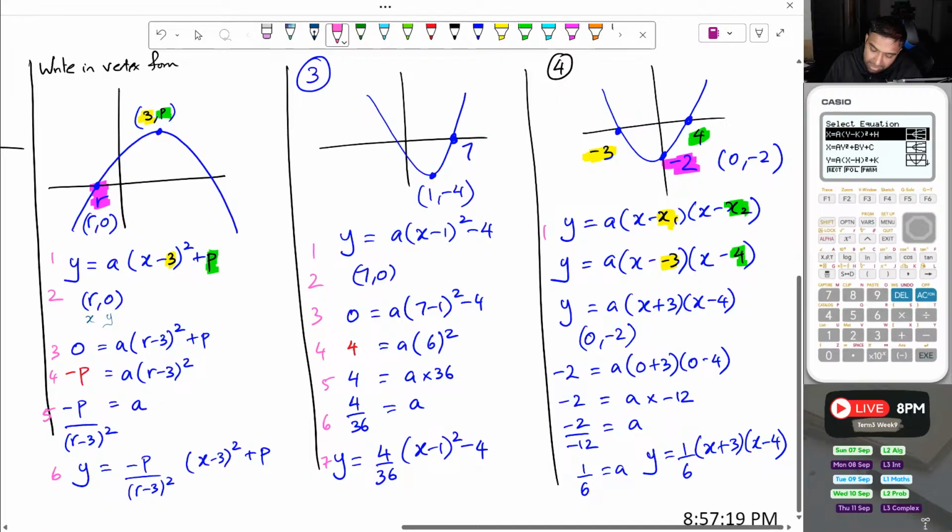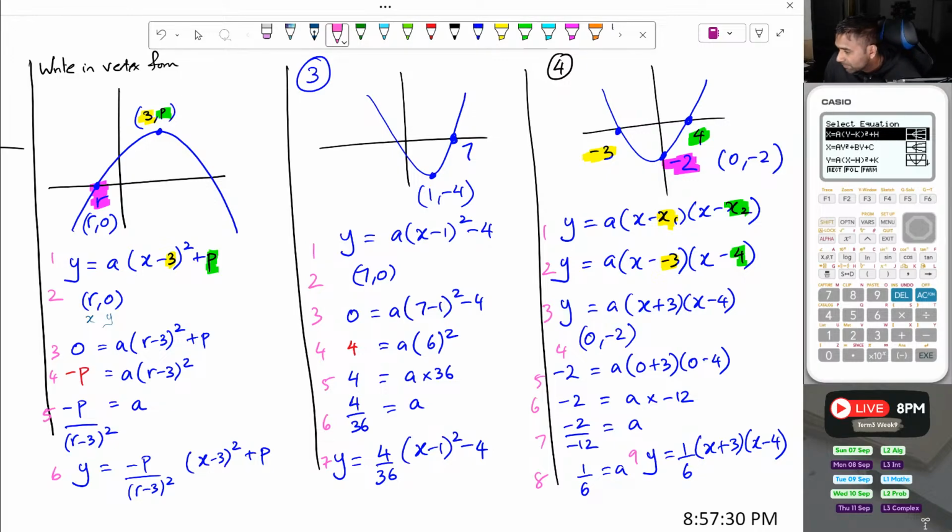Again, line numbers 1, 2, 3, 4, 5, 6, 7, 8, and 9. Let me know how you go, and if you have any questions, we can ask.